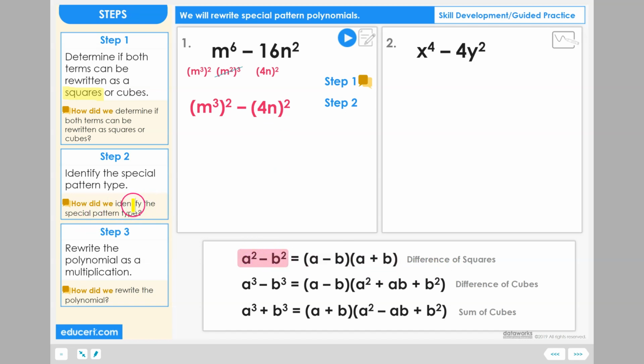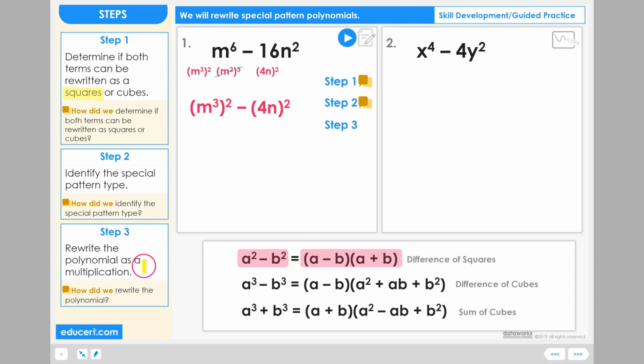How did we identify the special pattern type? These patterns are either squares or cubes and then the operation between them. So we find the pattern by looking for whether we're dealing with squares or cubes, and then the operation between was a subtraction, so we know that we are dealing with squares, and a subtraction tells us to look for difference of squares.